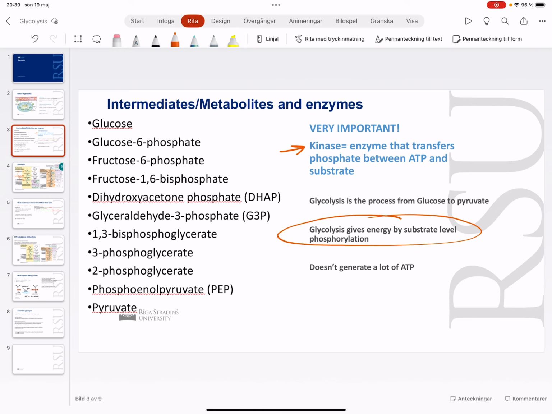This one is also really important. Glycolysis gives energy by substrate level phosphorylation. Energy can be produced in two ways: substrate level phosphorylation and oxidative phosphorylation. Glycolysis uses substrate level phosphorylation, and I will tell you what that means in the next slide. But it doesn't generate a lot of ATP.